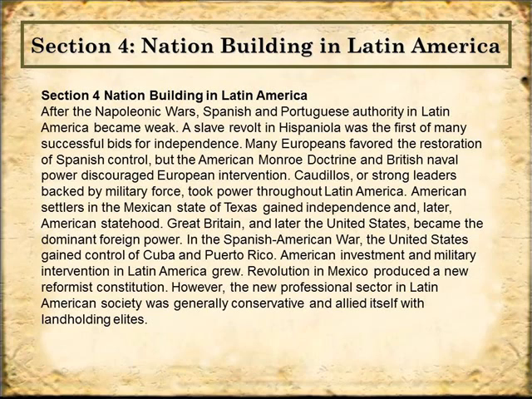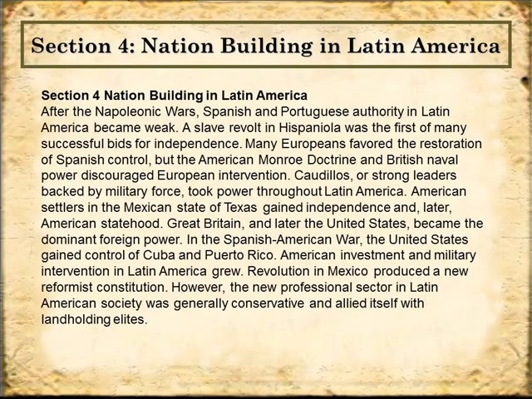Caudillos, or strong leaders backed by military force, took power throughout Latin America. American settlers in the Mexican state of Texas gained independence and, later, American statehood. Great Britain and later the United States became the dominant foreign power. In the Spanish-American War, the United States gained control of Cuba and Puerto Rico. American investment and military intervention in Latin America grew.